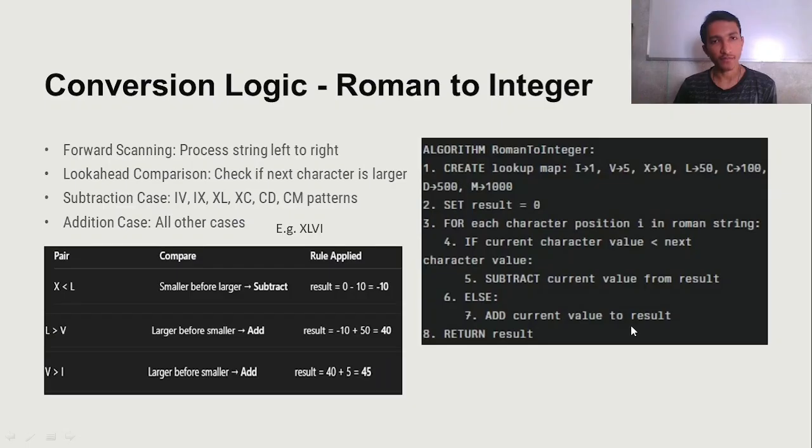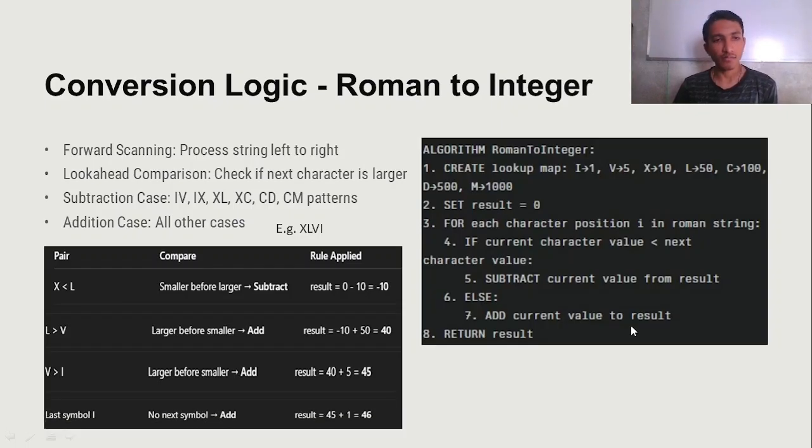Then we check for V. V is greater than I, larger before smaller. Add. Result is equal to 40 plus 5, that is 45. Now the last symbol is I. When there is no next symbol, it will automatically go to the else part, that is addition.